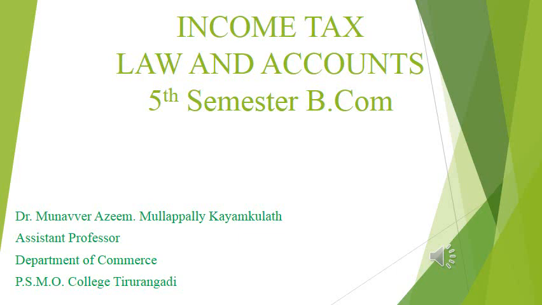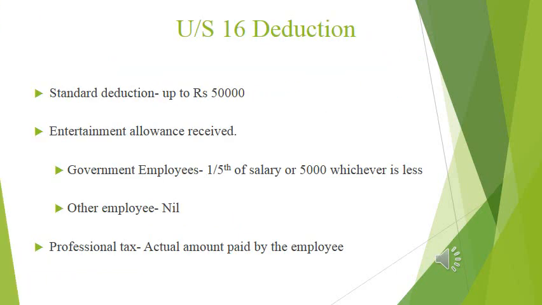We know income from salary deals with three sections: section 15, section 16 and section 17. In our previous video we discussed section 15, that is chargeability. Three things are charged under salary: salary due, salary allowed or paid, and arrears of salary. These three components contribute to the chargeability of salary, that is regarding section 15. Now we move to the next section, that is section 16.